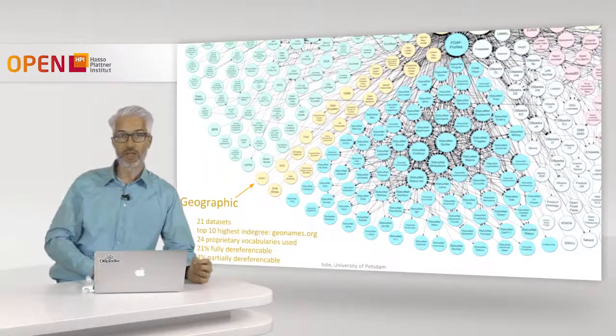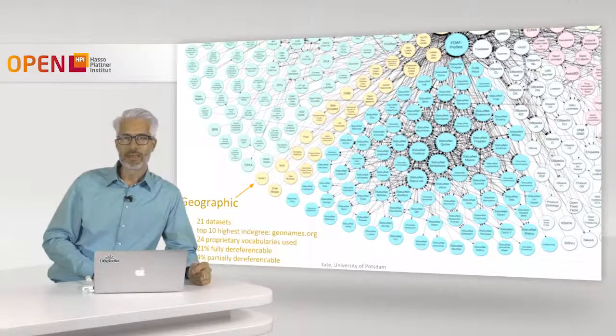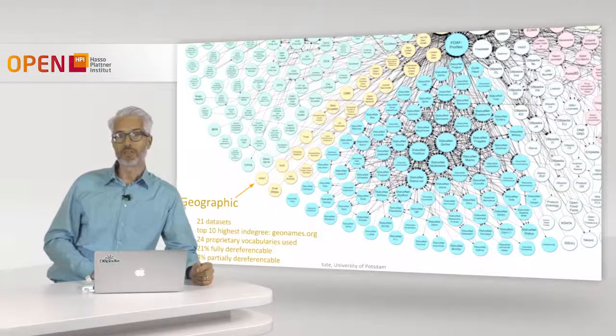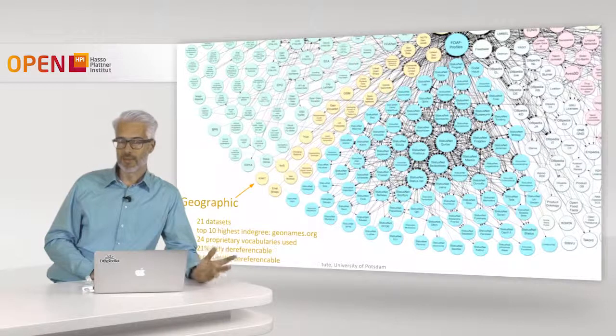The question now is, look at all these small arcs which are between the bubbles you see here. What kind of properties are they? Are these also or only sameAs properties, or what kind of properties are referenced here?